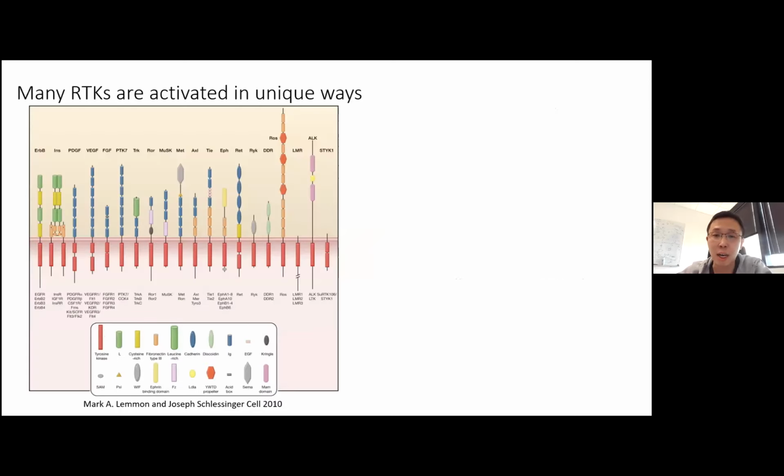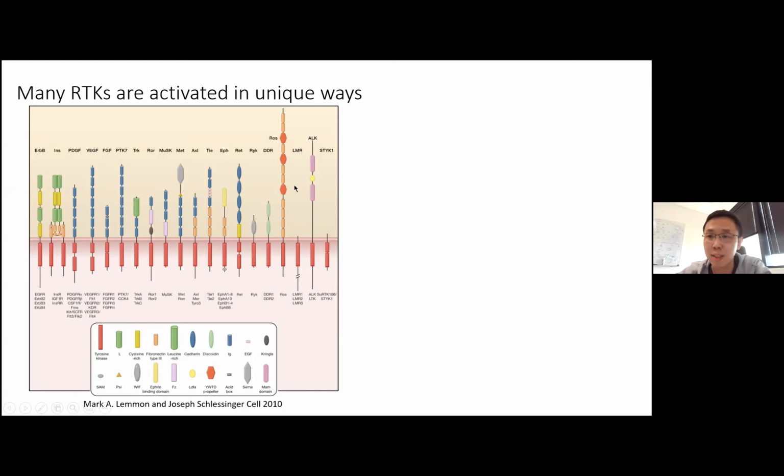There are actually a lot of RTKs in this family. You can see from this figure that although RTKs share very similar structural features, for most RTKs they only have one transmembrane helix. That's very different from other receptors like GPCRs. GPCRs have 7 TMs, but these receptors only have 1 TM. And also, all RTKs have a similar intracellular kinase domain.